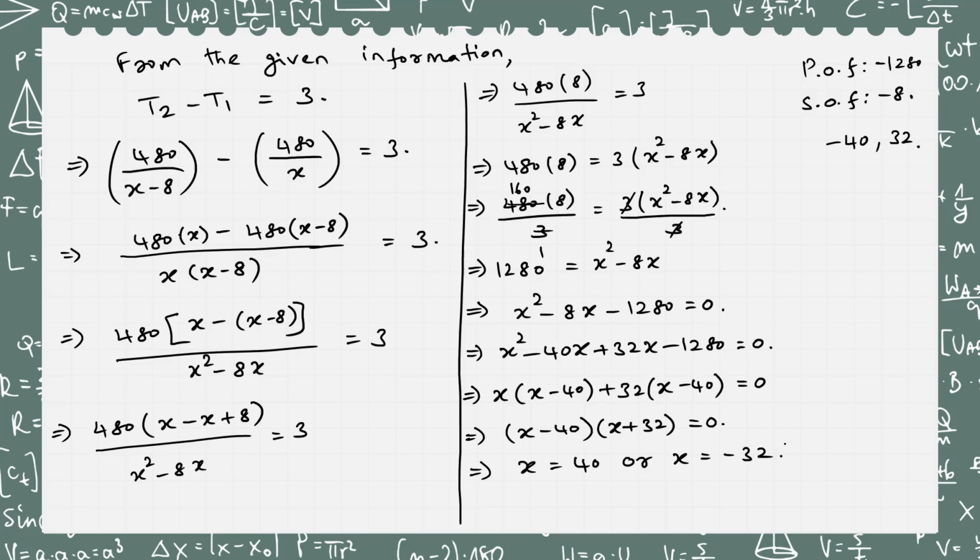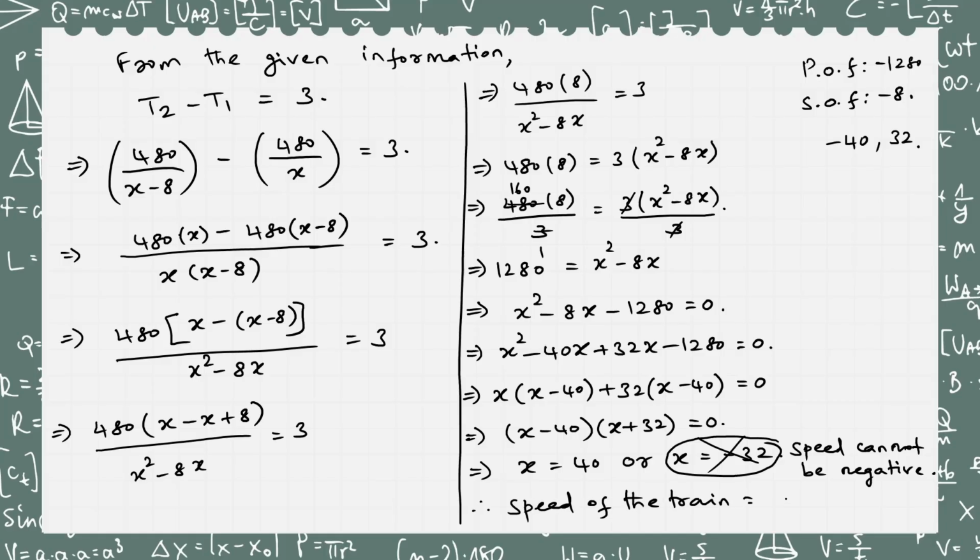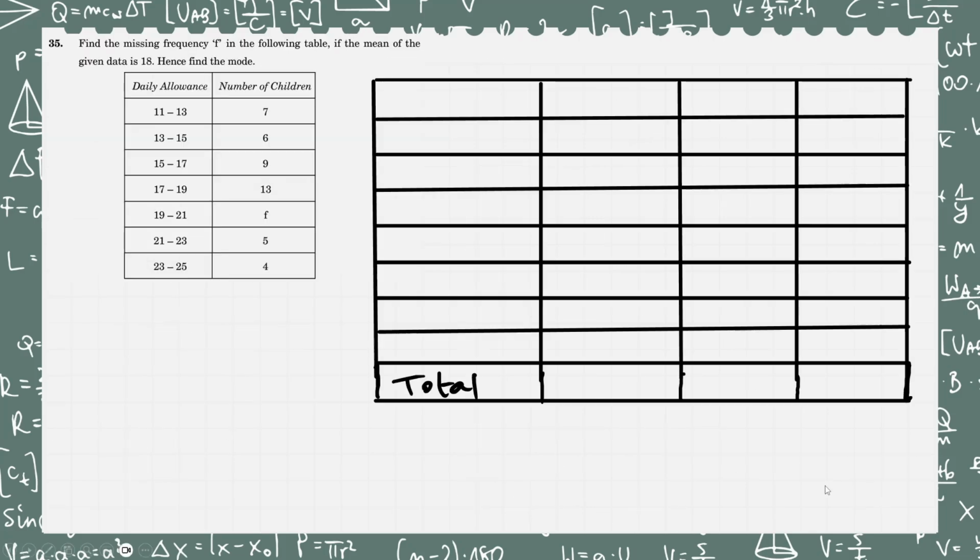But speed of the train cannot be negative. So we are ignoring this option, saying the reason is that speed cannot be negative, right? So therefore the speed of the train equals 40 kilometers per hour. That was the original speed of the train, right? So that's the answer. Now let's move on to the next sum.